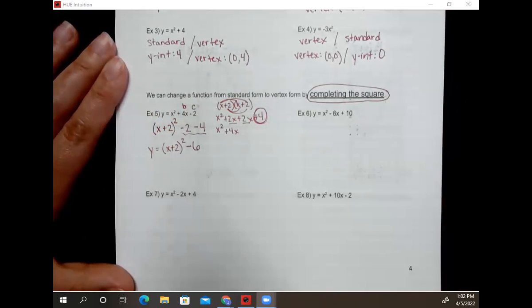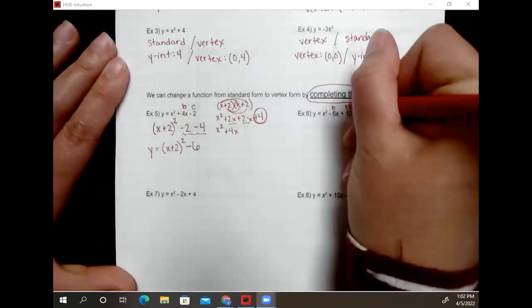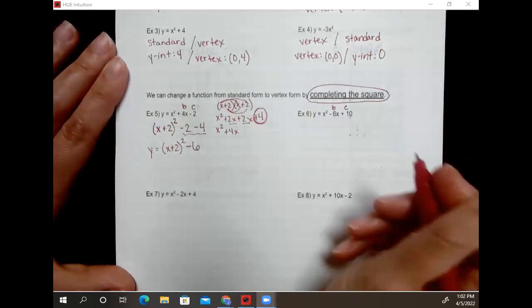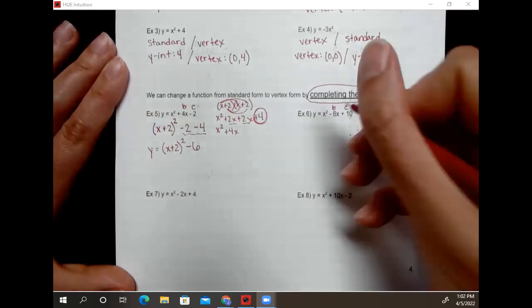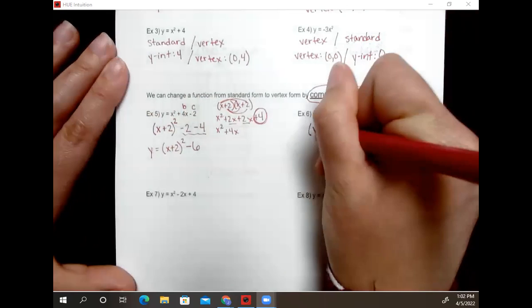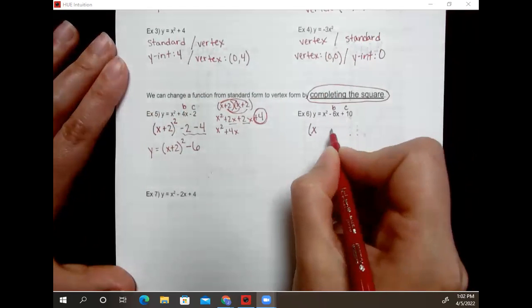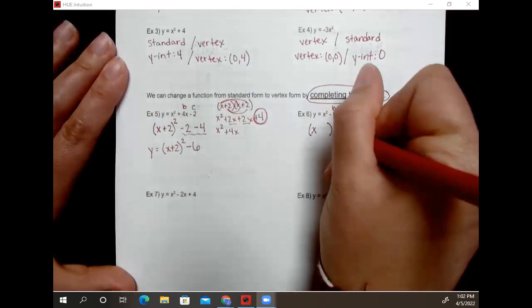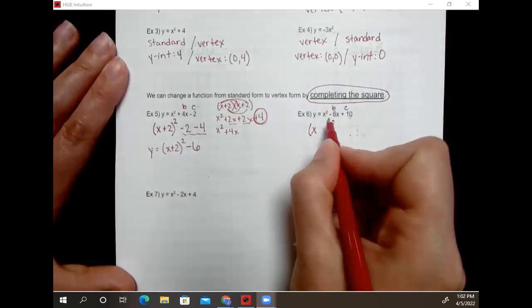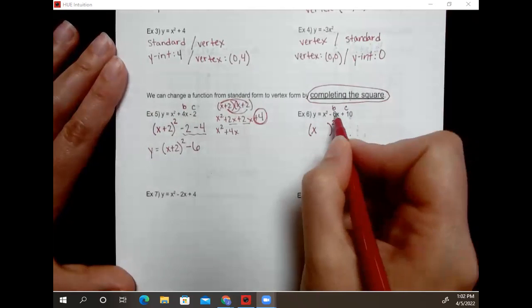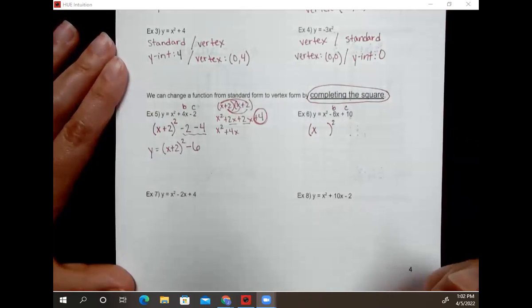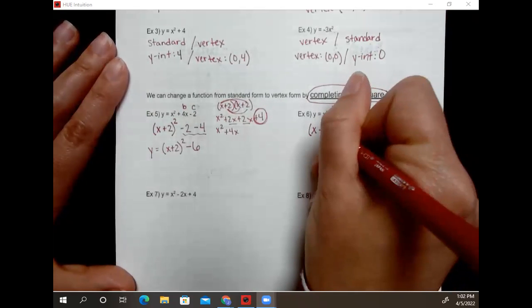We're going to do it again with example 6. So again, I need to identify my B and my C. Those are the things from standard form I need to write vertex form. And this is going to start with x in parentheses, and then to finish what goes in parentheses that I'm going to square, I need to find that B value from standard form and cut it in half. So -6 cut in half, that'd be -3.